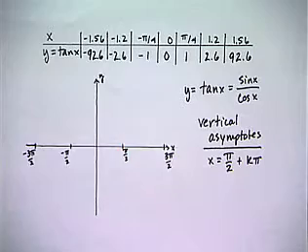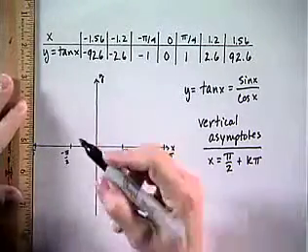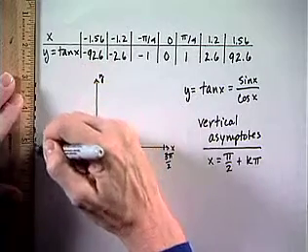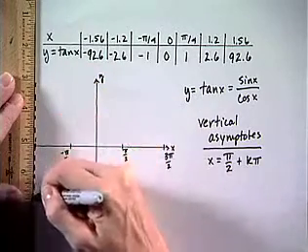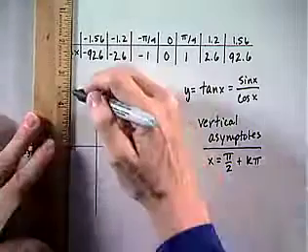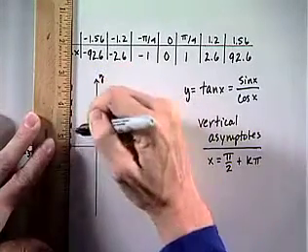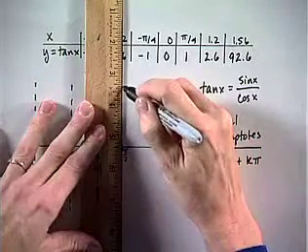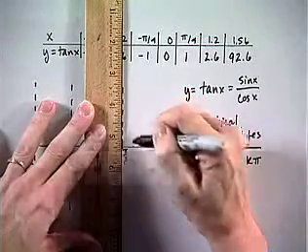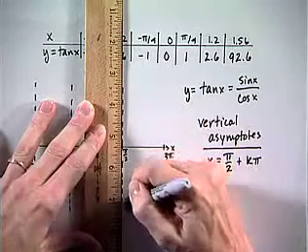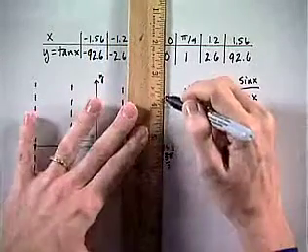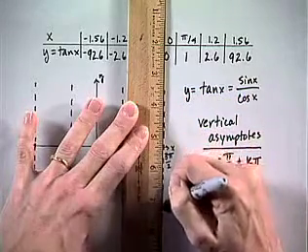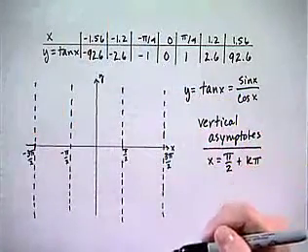Now these are values of x for which there are vertical asymptotes. So I need to draw some dashed vertical lines. There's one. Here's another. Here's another. And another. Those are vertical asymptotes for the tangent.